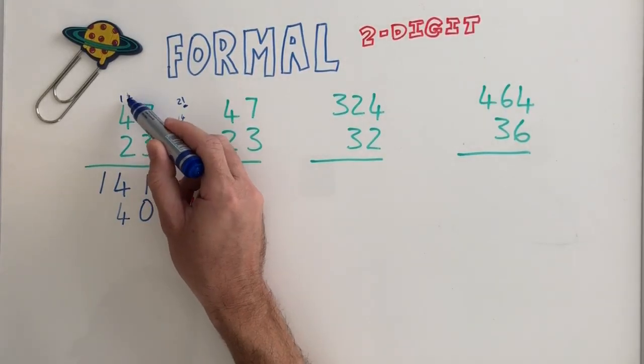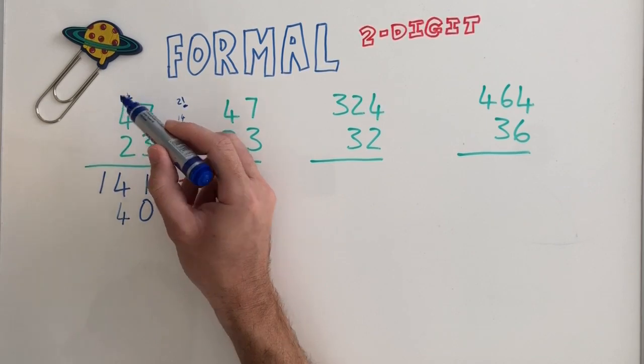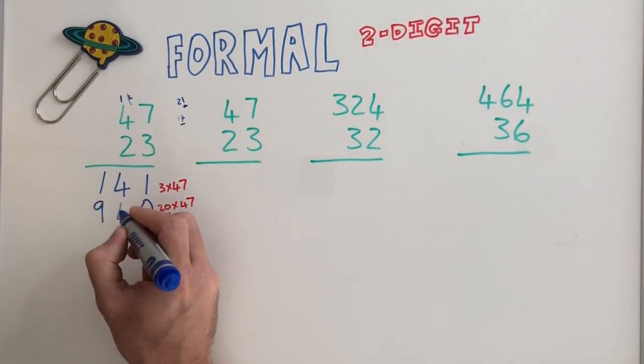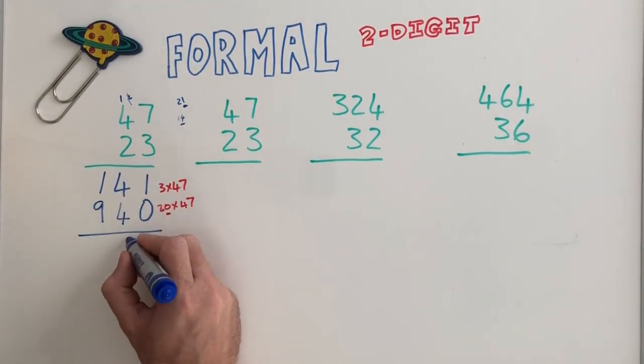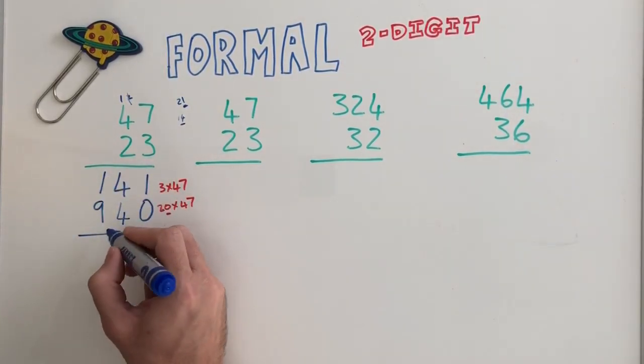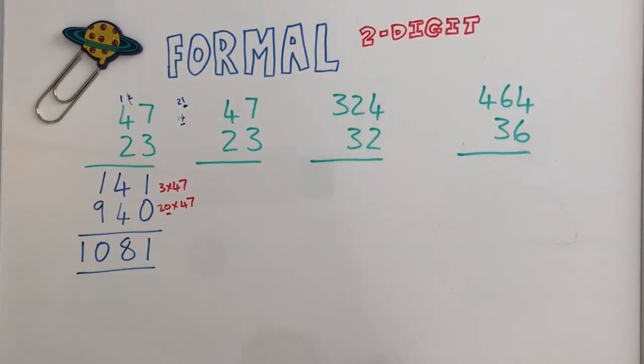So I scratched out the 2. I'm just using the 1 now. So 2 times 4 is 8, plus that 1 is 9. And then we'll just add: 1 and 0 is 1, 4 and 4 is 8, and 9 and 1 is 10. Okay, so that's the one way of doing it.